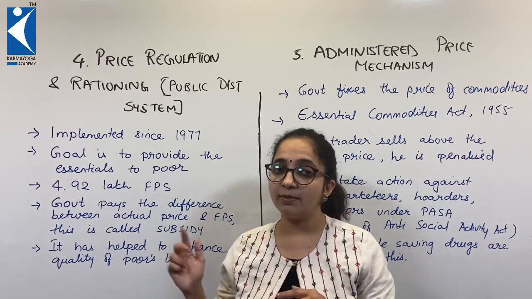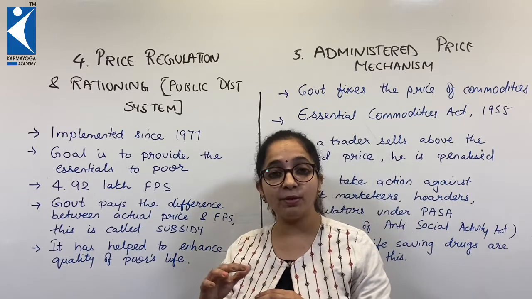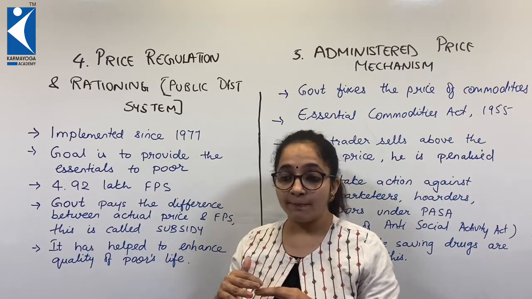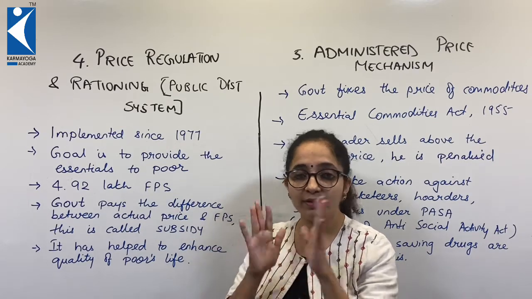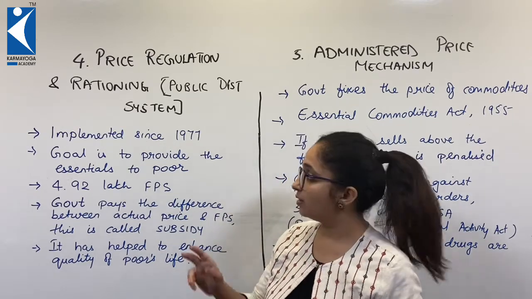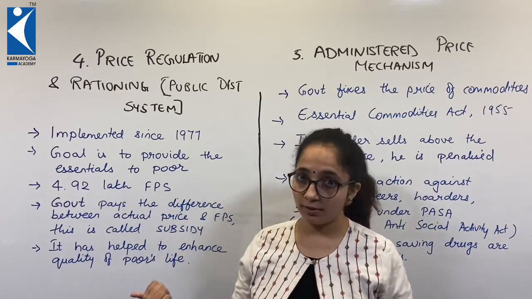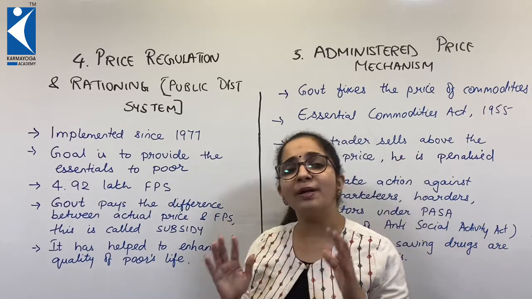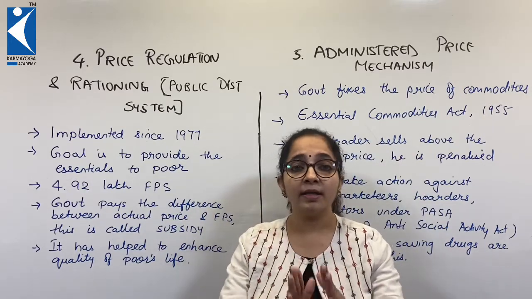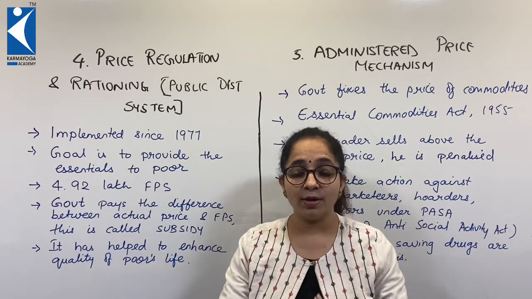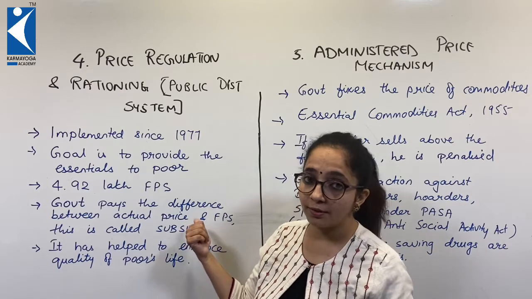We learnt the same thing in the previous chapter also, wherein we saw that government gives 35 kilo grains at 2 rupees for wheat and 3 rupees for sugar. So very basic price level they have set. It has been implemented since 1997. You need to remember the year. The goal is to provide all the essentials to the poor. Nobody should sleep hungry at night. So at least 2 meals the poor get is the goal here.